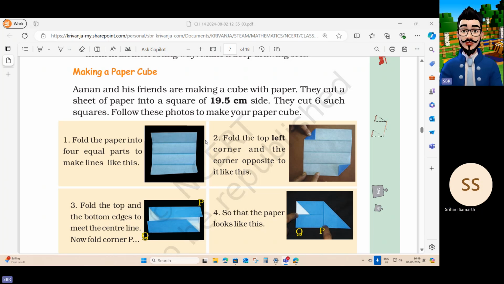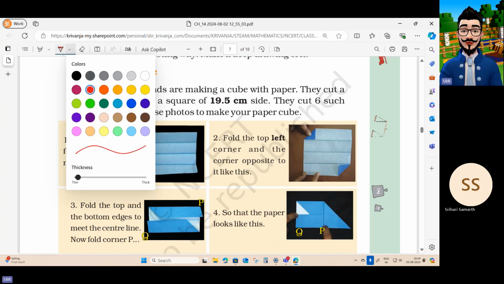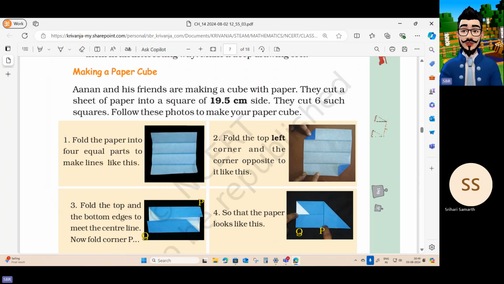Okay, first question, 1 minute. Why did they choose six sheets? The cube has six sides, like six faces. Very good, six faces. So each face they're going to be making some squares.